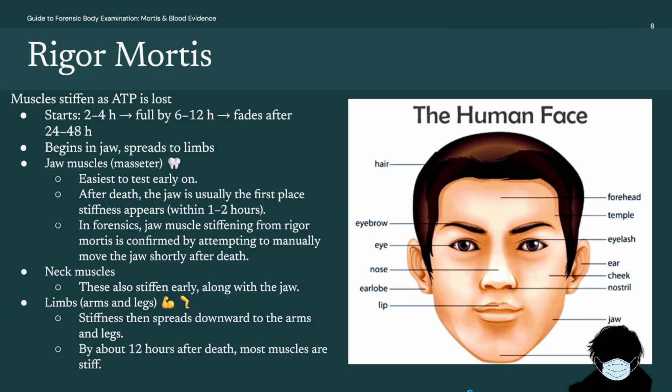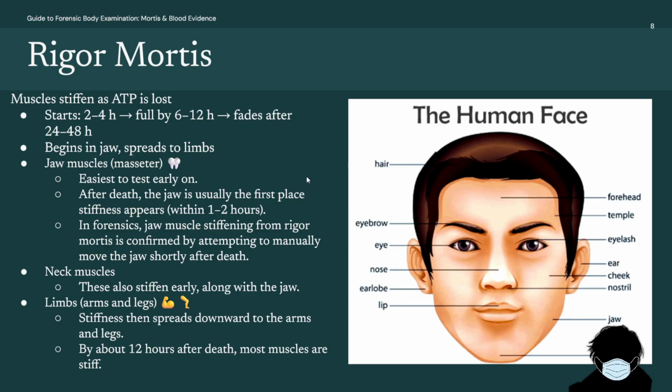Now we have rigor mortis. Rigor mortis involves the muscle stiffening as ATP is lost. It starts between 2 to 4 hours, and it fully stiffens the body at 6 to 12 hours, and it fades after 24 to 48 hours. It all begins in the jaw, and this spreads to the limbs.